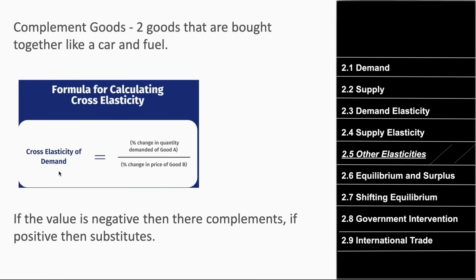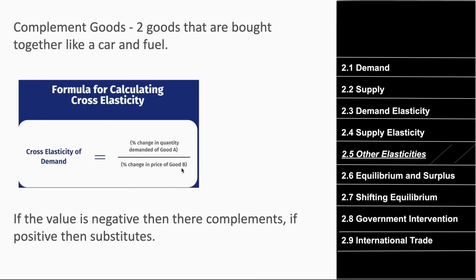The way to calculate the cross-price elasticity is the percent change in quantity demanded of one good over the percent change in price of good B. So remember, elasticity is always the percent change in quantity over the percent change in price. Here it's just of good A over good B.